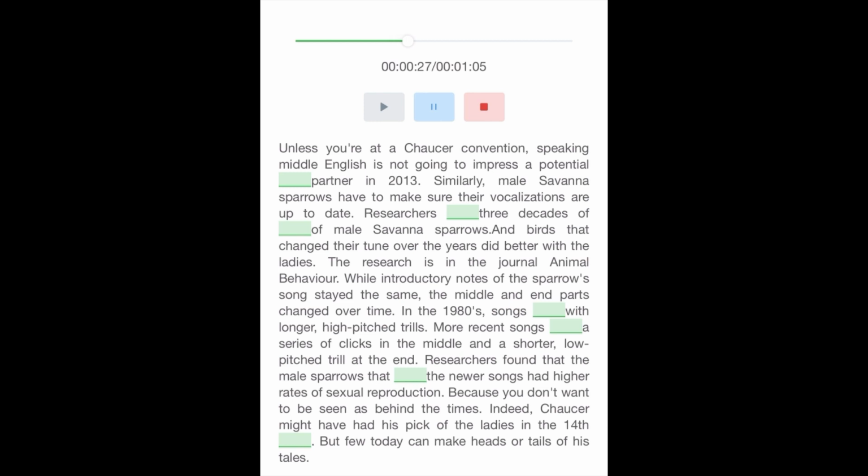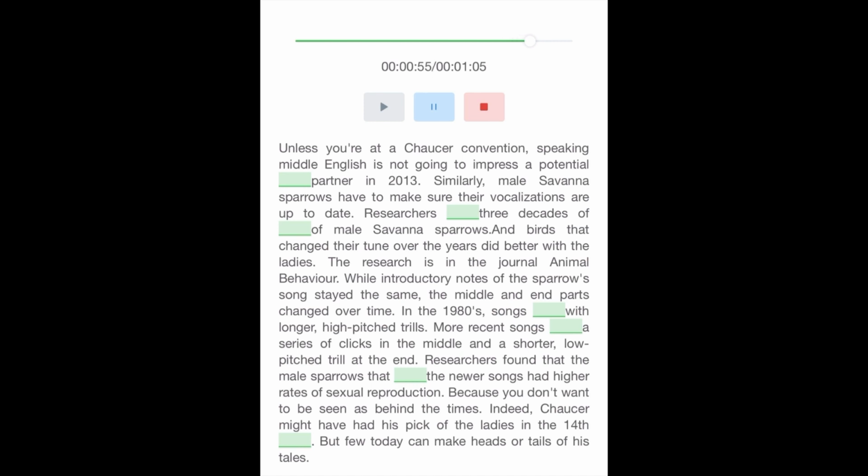While introductory notes of the sparrow song stayed the same, the middle and end parts changed over time. In the 1980s, songs concluded with longer, high-pitched trills. More recent songs contain a series of clicks in the middle and a shorter, low-pitched trill at the end. Researchers found that the male sparrows that adopted the newer songs had higher rates of sexual reproduction, because you don't want to be seen as behind the times.